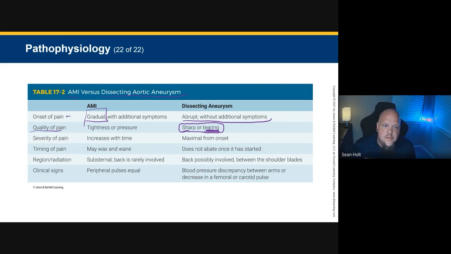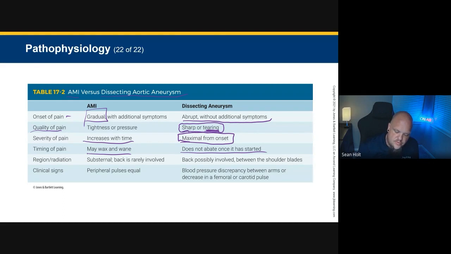All right, and the severity of pain, again, an AMI is going to increase with time, and it's going to be full on force in a dissecting aneurysm. Timing may come and go, does not stop once it starts in a dissecting aneurysm. Radiation, substernal, the back is really involved in a heart attack. The back is possibly involved, and pain is usually between the shoulder blades, okay, in a dissecting aneurysm.